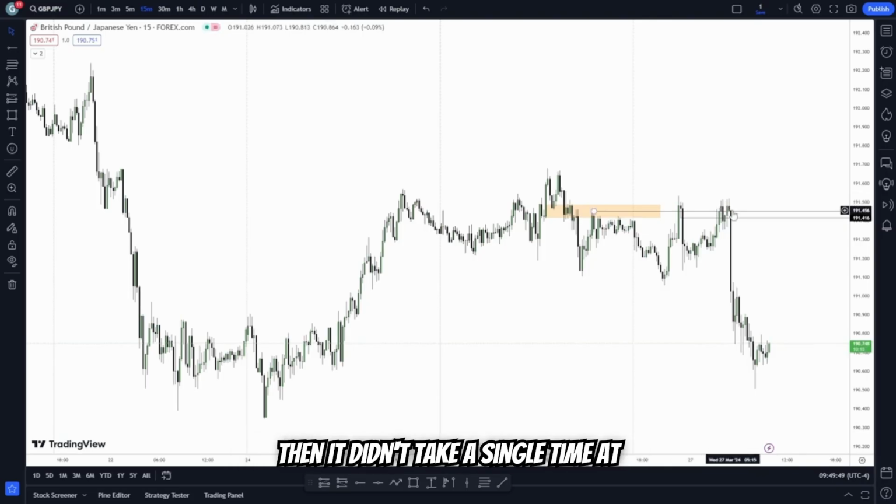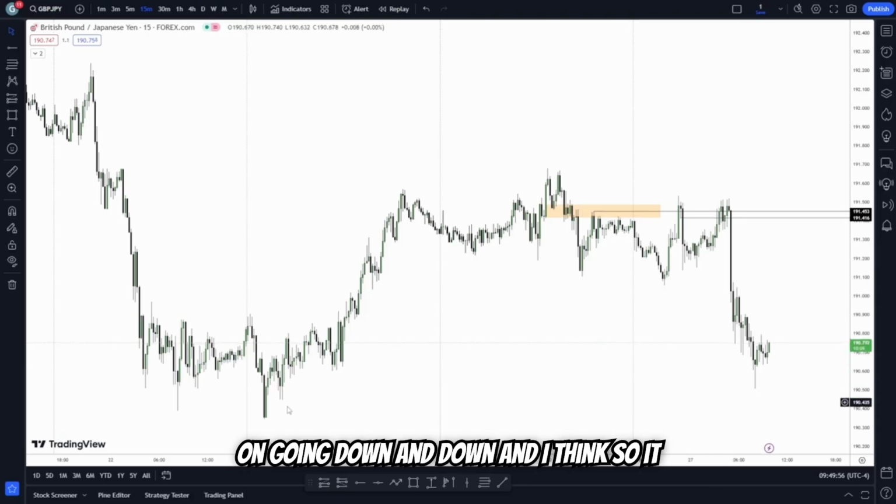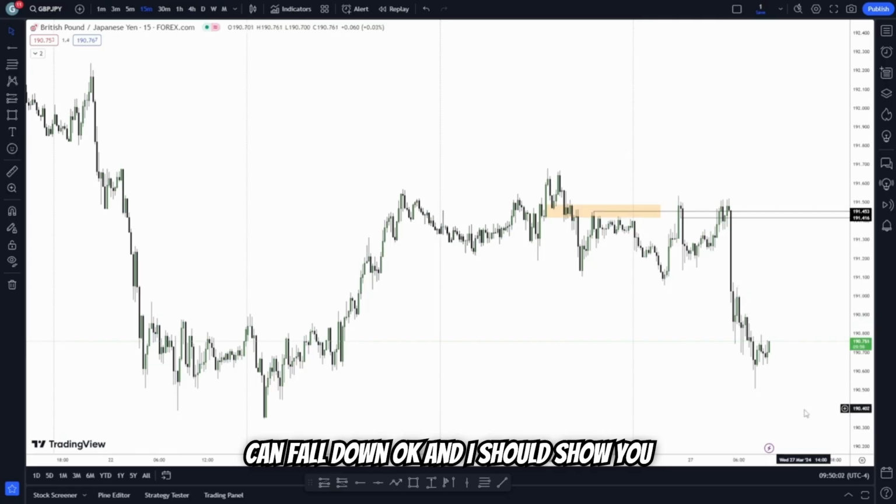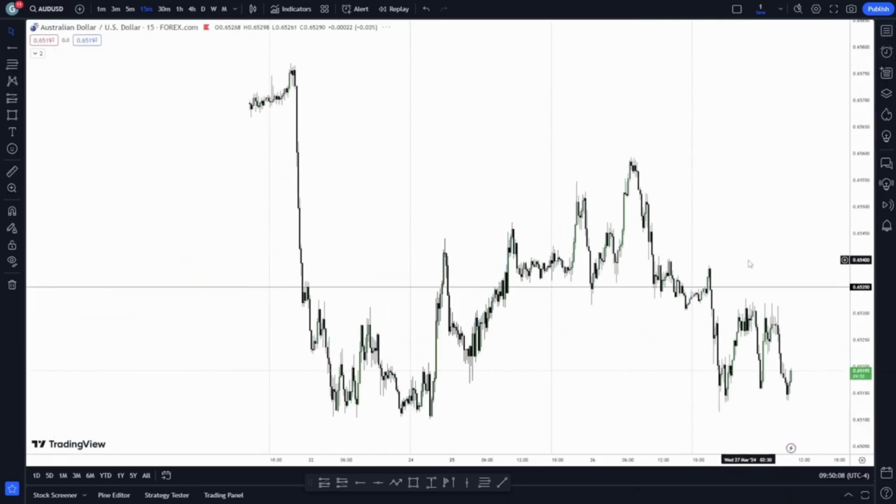And then it took the liquidity, and then it just shuts down. It just keeps on going down and down, and I think it will go down and take these lows. Okay, but before that, I think it can go above this high or above this high, and then it can fall down. Okay, and I should show you another one, AUD USD.